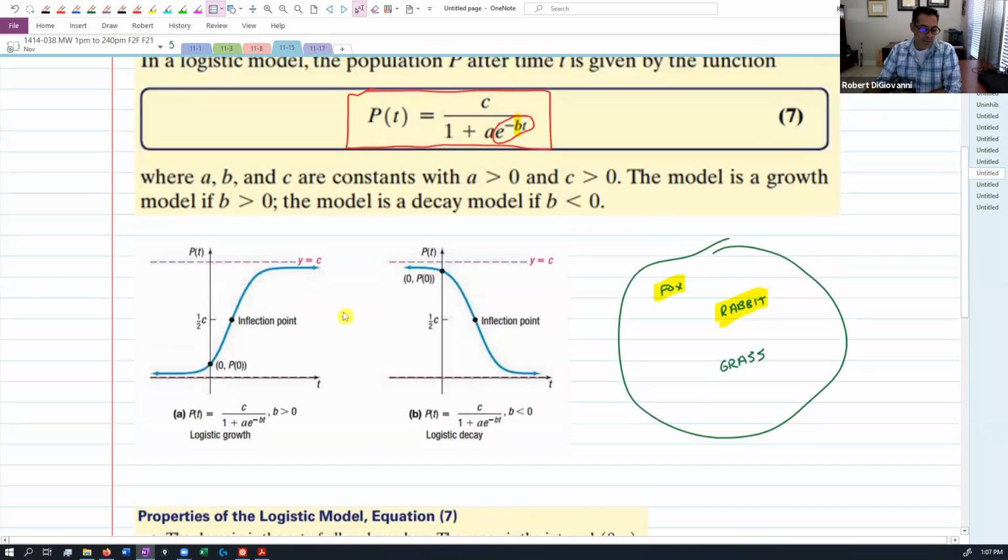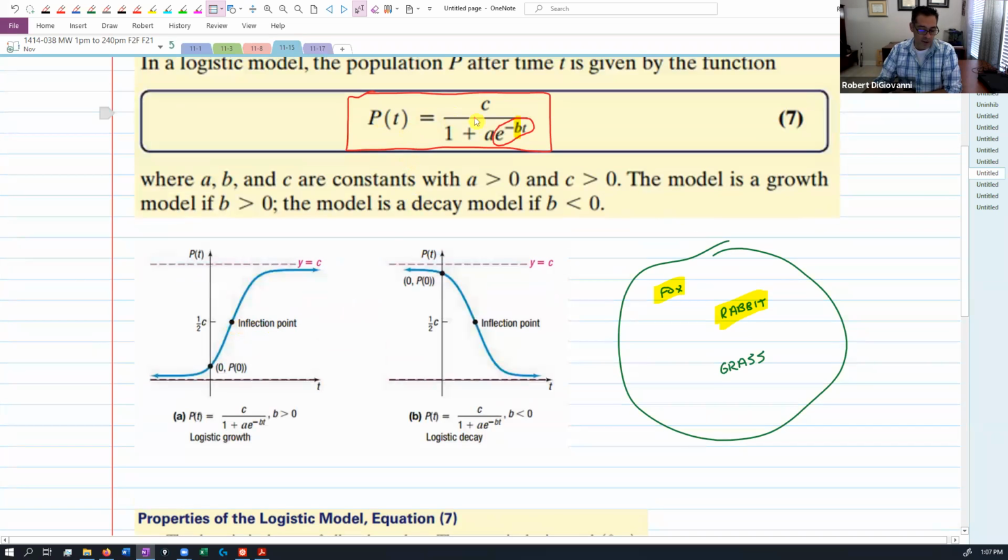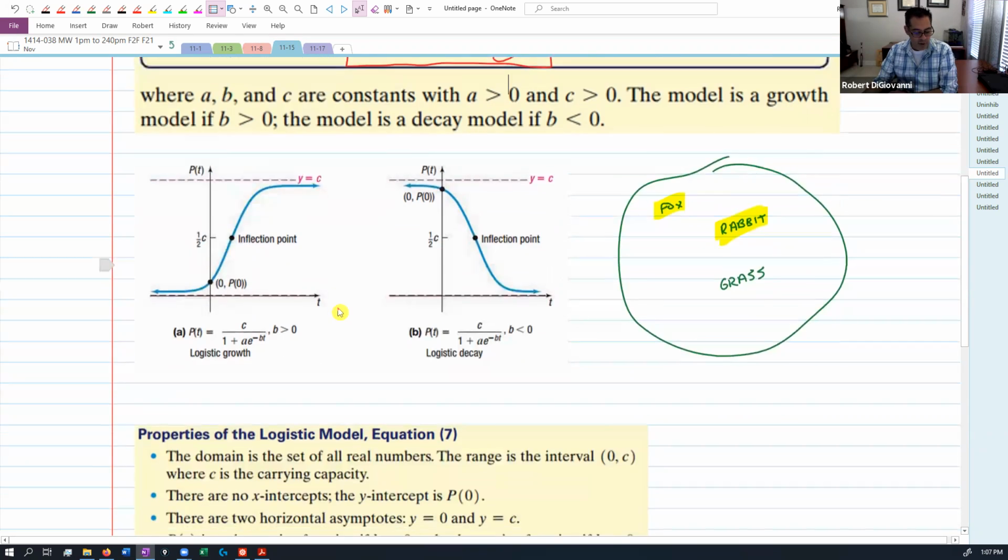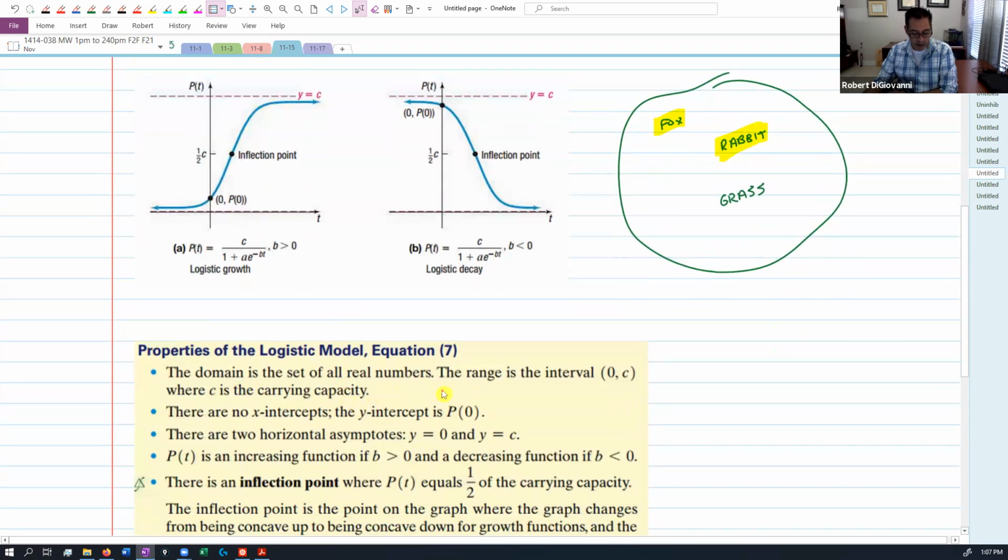So you can plug any number you want into a logistic function. You have no restrictions on domain. So it's not like a logarithm where you can't plug negatives in or anything like that. So we have a domain. And then real important here, the range is from 0 to C, not including 0, not including C.